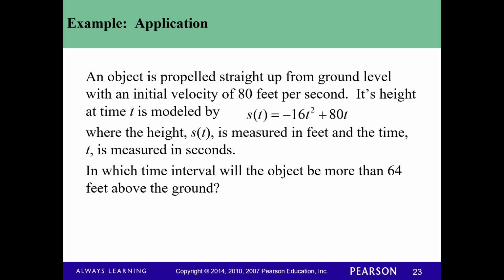An object is propelled straight up from the ground level with an initial velocity of 80 feet per second. Its height at time t is modeled by s of t is equal to -16t squared plus 80t, where the height s of t is measured in feet and the time t is measured in seconds. In which time interval will the object be more than 64 feet above the ground? Okay. And keep in mind it said more than 64 feet above the ground. So we do need to set up an inequality to actually do this problem.